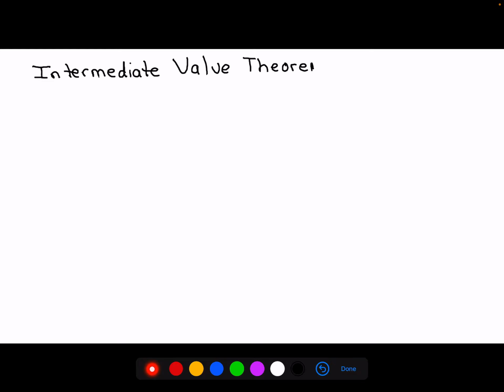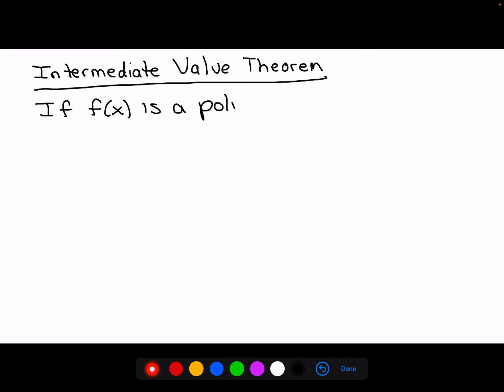Now let's jump into something called the intermediate value theorem. What does this say? If f of x is a polynomial, so we're doing all these polynomial functions, function with only real coefficients. So right now we're limiting to real coefficients, no imaginary.